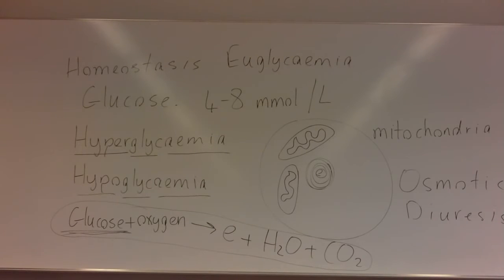Can you see why this is a homeostasis outing, isn't it? We don't want hypers, we don't want hypos, we want euglycemia. So, how is that achieved? Well, some of you have come across this one before.